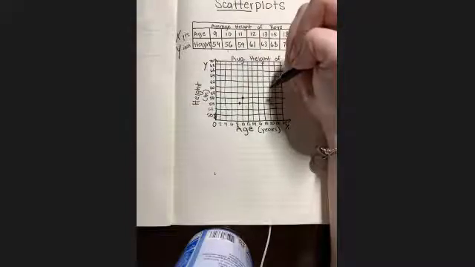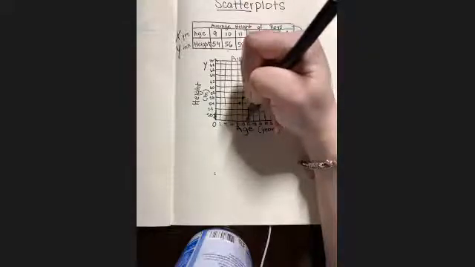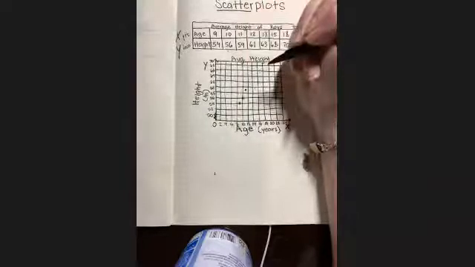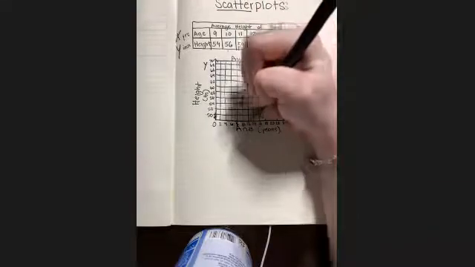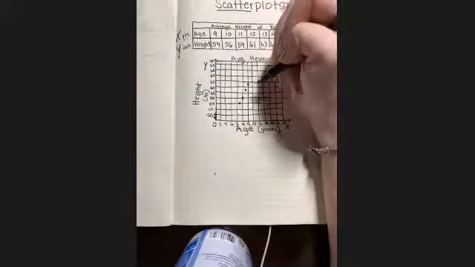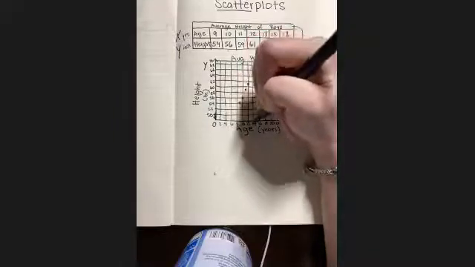I'm going to go over 11. That's going to be halfway between 10 and 12. And go up to 59. That's going to be in between 58 and 60. Go over to 12, up to 61. Halfway between there. Over to 13. Up to 63.